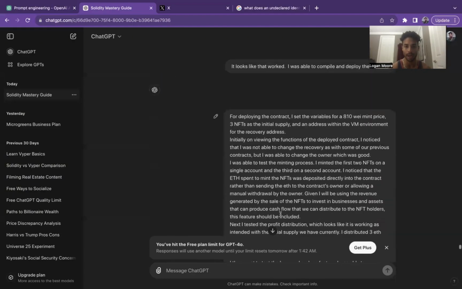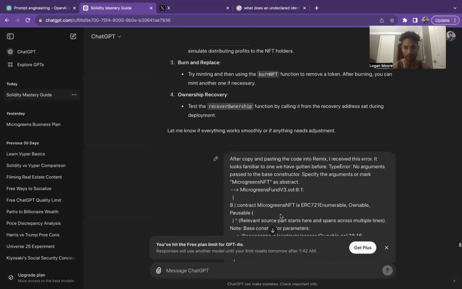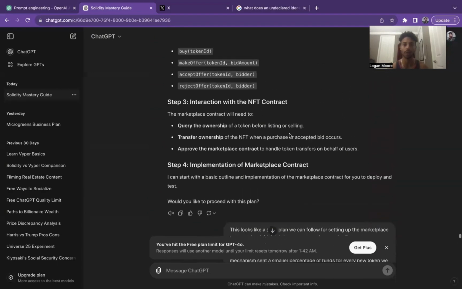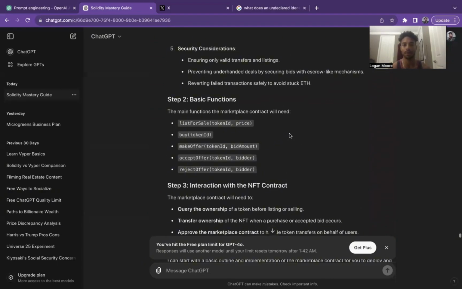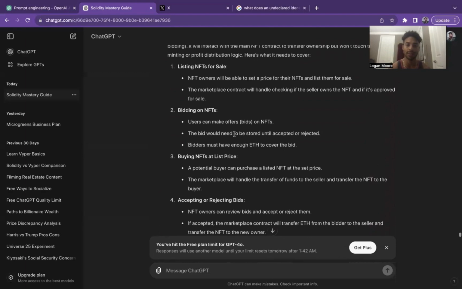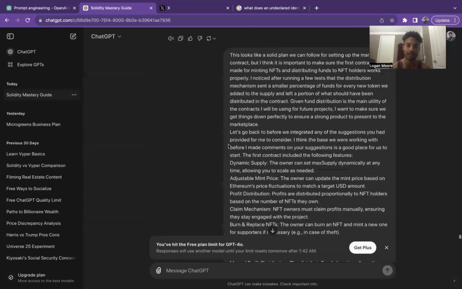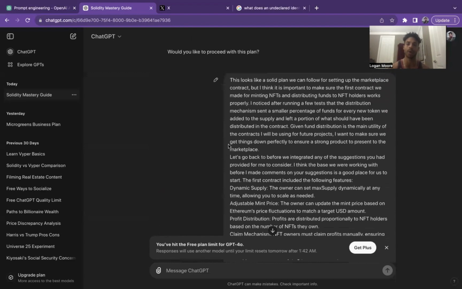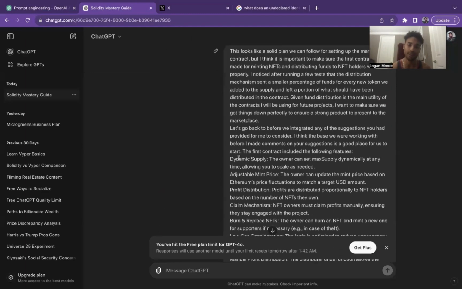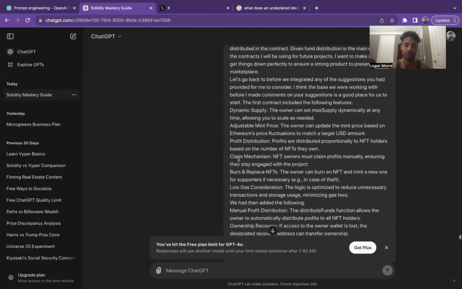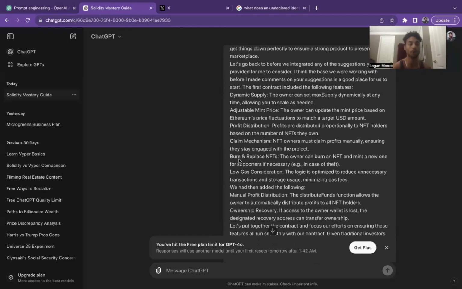I will scroll back. Okay, yeah. Just to pick up where we had left off, it had given us step-by-step instructions for how to create the marketplace contract, but I let it know I wanted to work on everything going on with our original contract first for the profit distribution. I was very specific. I included the things that I liked with the first contract, as well as telling it to go back to before we had implemented some of its suggestions.